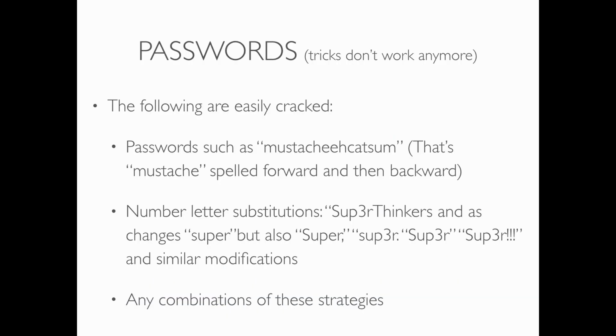So the other thing is that tricks don't work. Because guess what? Somebody else has already used the trick. So I like this one. Mustache, and then it's mustache spelled backwards. I don't even think I could do that. I don't think I could spell mustache forwards correctly. Anyway, so it's a word that's forwards and then backwards. Or number and letter substitutions. Oh, instead of an E, it's a 3. Okay? Adding exclamation points at the end. All of those things are obvious known things that people do with passwords. So any combination of these strategies really doesn't work either.